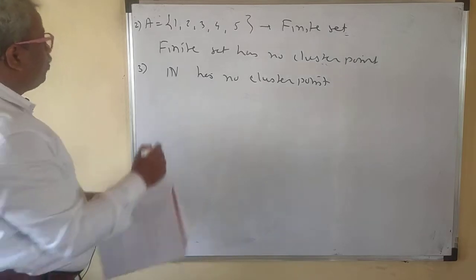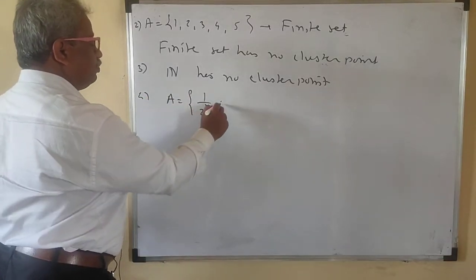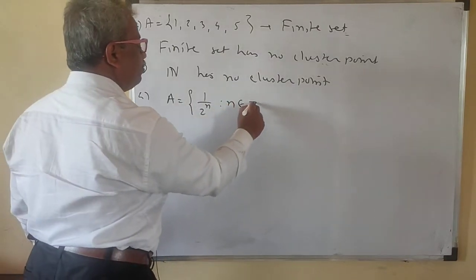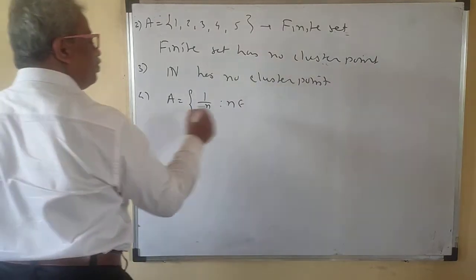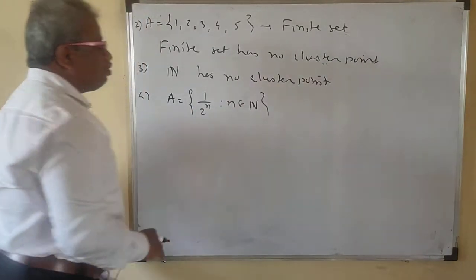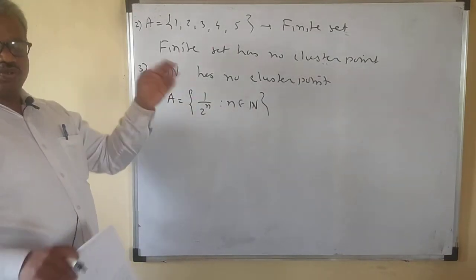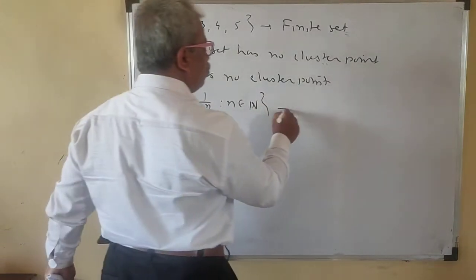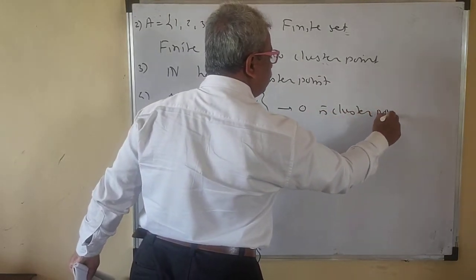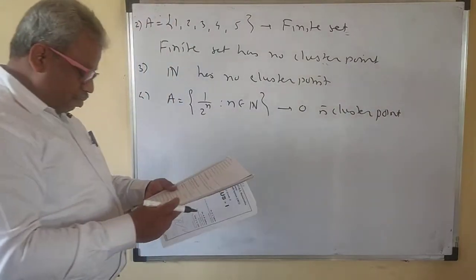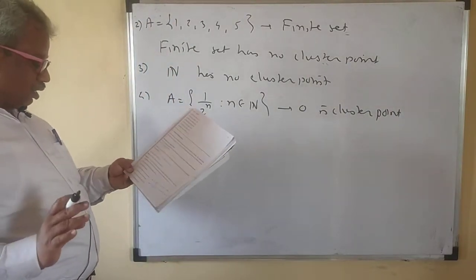Suppose fourth one, A is equal to 1 upon 2 raised to n, where n belongs to N, not Z. n is a natural number. So if n becomes larger and larger, your denominator becomes larger and larger and it goes to 0. That means 0 is the cluster point. But note that 0 does not belong to A, but 0 is the cluster point.